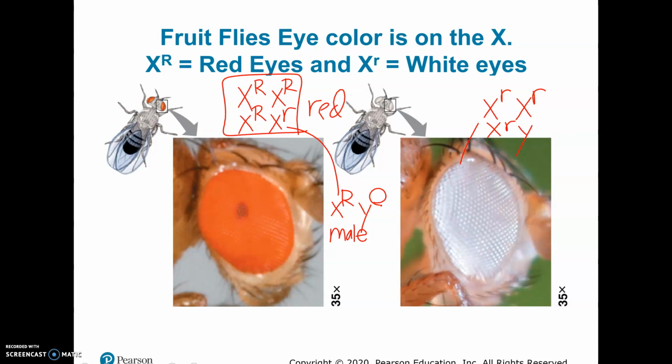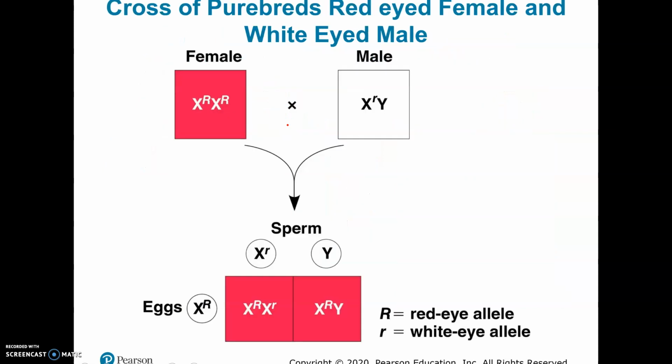So a male is either going to have red eyes or white eyes dependent upon his X, whereas a female is going to have red or white eyes, and she can actually be a carrier like this, X big R, X little r, where she has got red eyes, but she's heterozygous and carries the gene for white eyes. A male cannot be heterozygous for a sex-linked trait. He either has it or he doesn't.